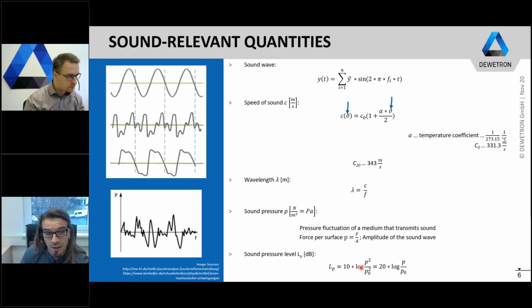And then we calculate the logarithm and multiply it by 10. And then we get the sound pressure level. The difference between the sound pressure and the sound pressure level will be introduced and explained later on also a little bit more in detail.